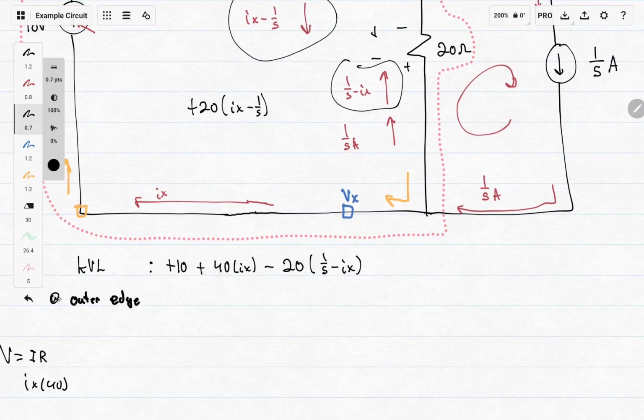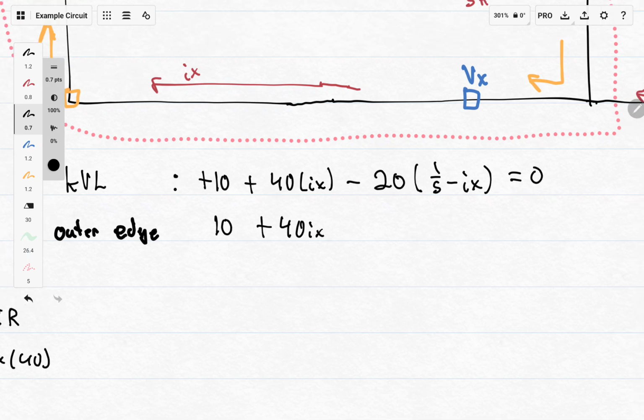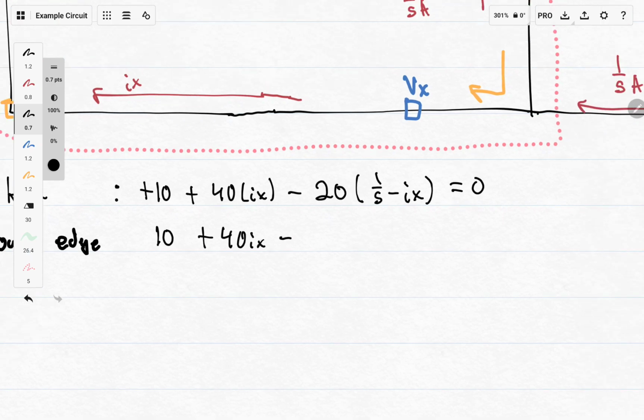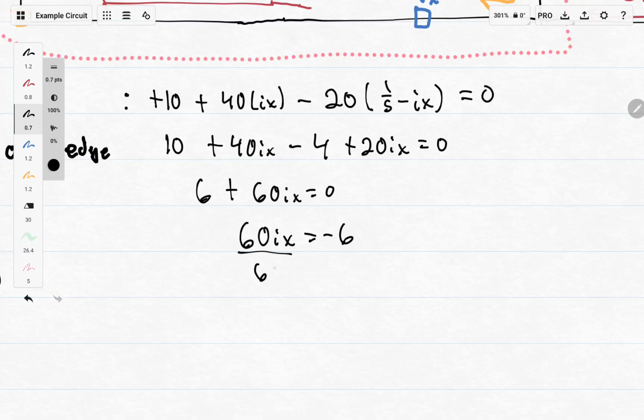And next you make it equal to 0. And next you start simplifying. 10 plus 40 Ix minus 20 divided by 5, that's 4. Sorry. Minus 4 plus 20 Ix is equal to 0. That's 6 plus, combining like terms, 60 Ix is equal to 0, and 60 Ix is equal to negative 6. Divide that by 60. And Ix is equal to negative 0.1.